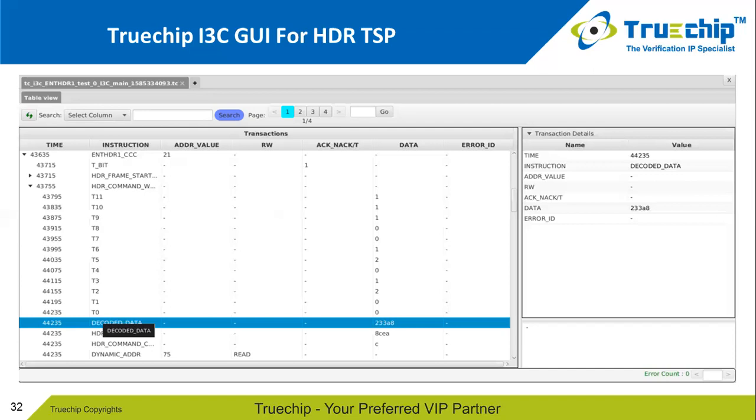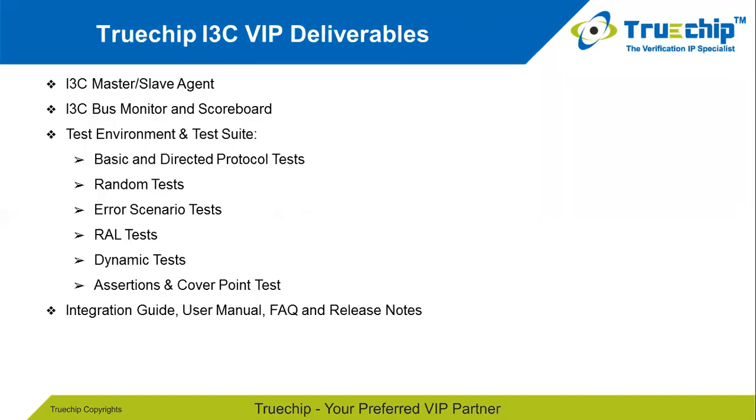Moving forward, these are the TrueChip I3C VIP deliverables. All the VIP components, master, slave, monitor, and scoreboard, are provided along with different types of test suites like directed, random, error injection, and dynamic test suites. In documentation, we provide an integration guide for easy integration along with a user manual and release notes.